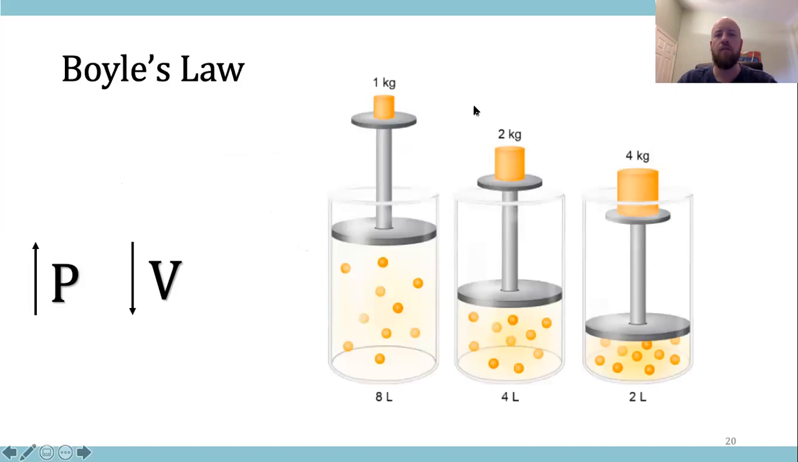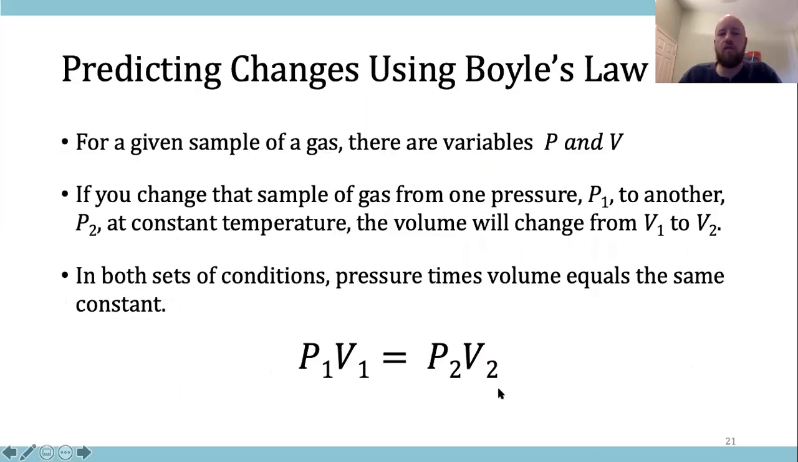Here we can see the pressure is the weight being applied to the cylinder, 1 kilogram versus 2 kilograms. Here I've doubled the pressure, and so it changes the volume. Here I double the pressure again, it changes the volume again. So as pressure increases, the volume decreases. And this gets you to this equation.